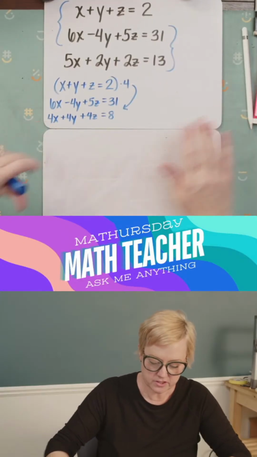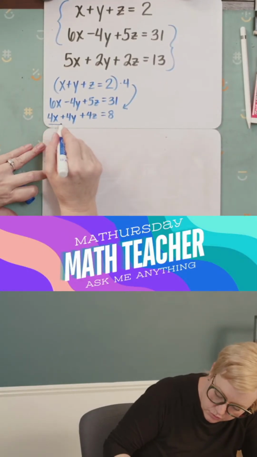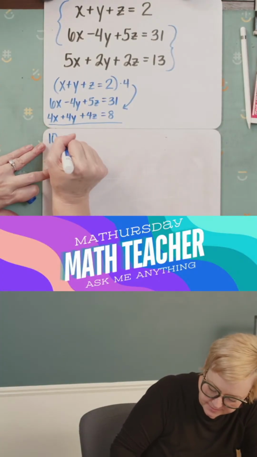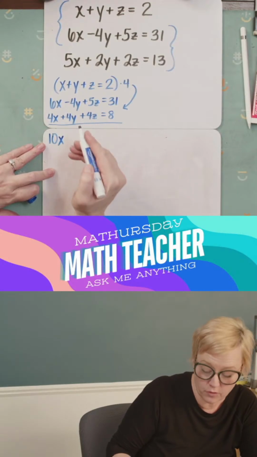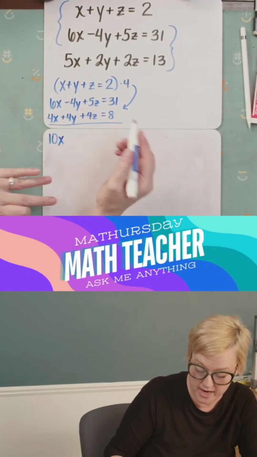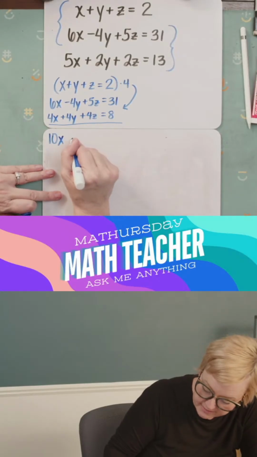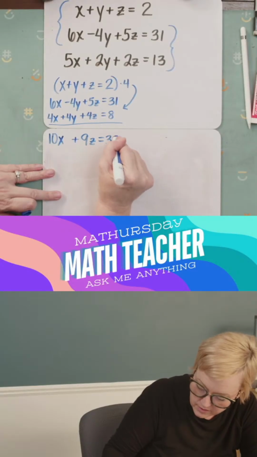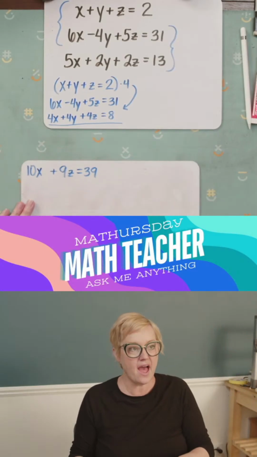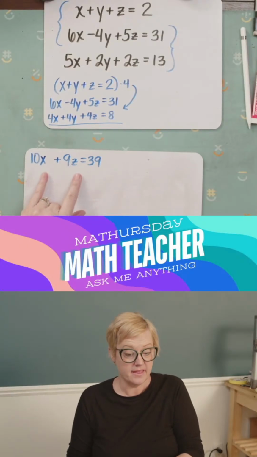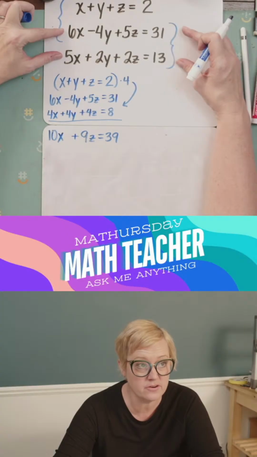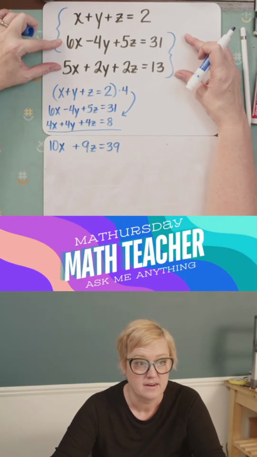Okay. So when I solve these by elimination, 6x plus 4x gives me 10x. Negative 4y plus 4y cancels out, so I don't have any y's anymore. 5z plus 4z gives me plus 9z equals 39. So now I have an equation that I know is true, but it only has two variables now, x and z.